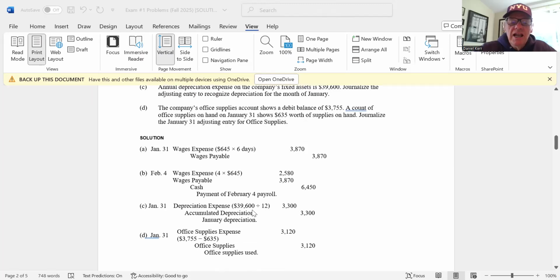So the depreciation, it's the annual depreciation, so you got to divide that by 12. So the depreciation per month is a debit to depreciation expense, $3,300, and a credit to accumulated depreciation.